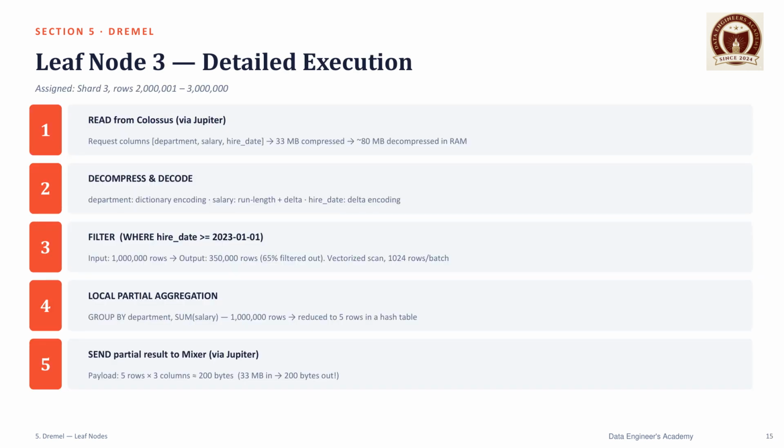For our query, 9 leaf nodes operate in parallel. Each node reads its assigned chunks, filters out old rows, and aggregates the remainder. What started as 1 million rows per shard is quickly reduced to just 5 rows.